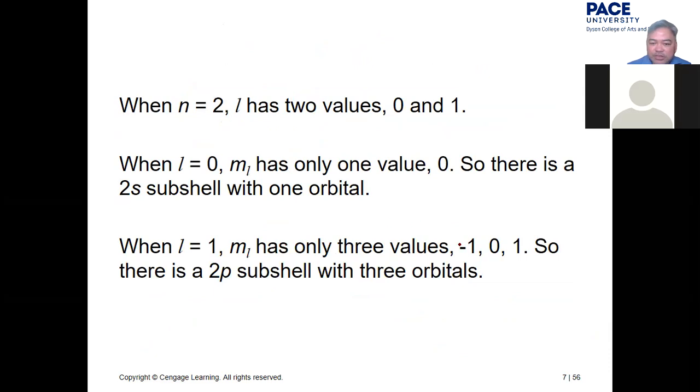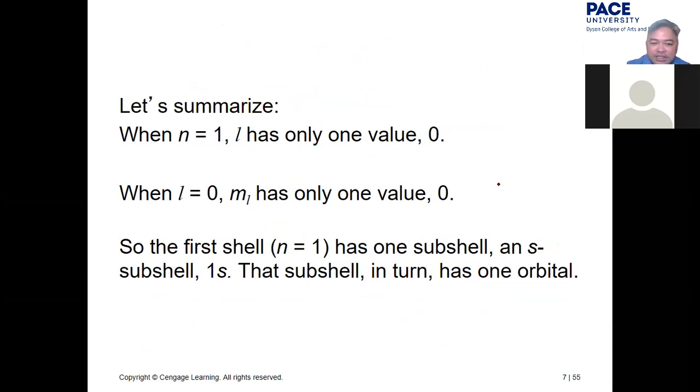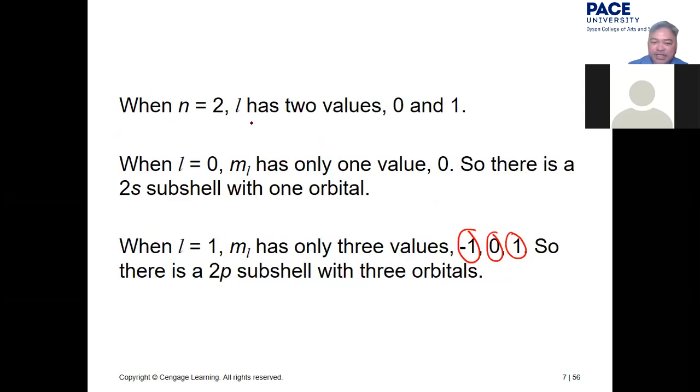And what do we call the 3 orbitals that you have? You can designate them as negative 1, 0, and 1. So when L is equal to 0, the value that you have there is just 0. Okay? So when your n is equal to 2, you can have 2 L values, right? If you have it like this.